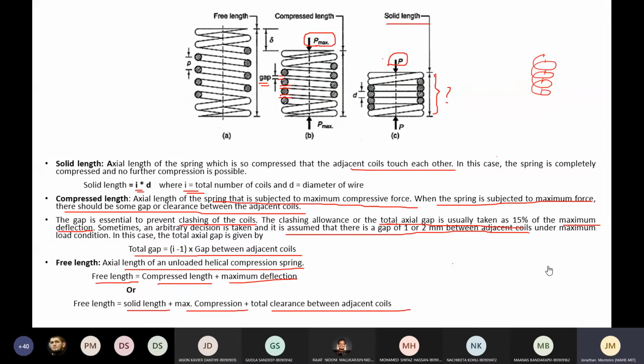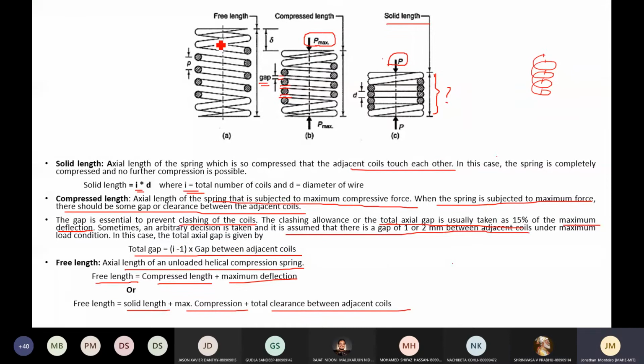Okay. Does anyone have a question? Yes, sir. Sir, that 15% of the maximum deflection that you mentioned in compressed length, the gap that is essential to prevent clashing of the coils. So total gap is i minus 1 times the gap between adjacent coils. Is that gap between adjacent coils 15% of total deflection?